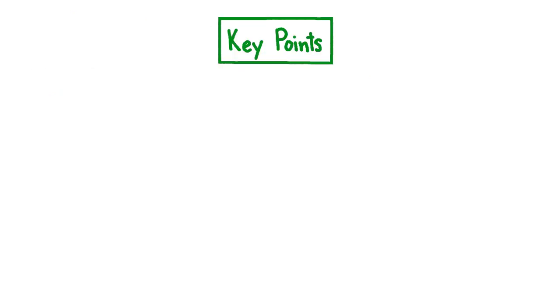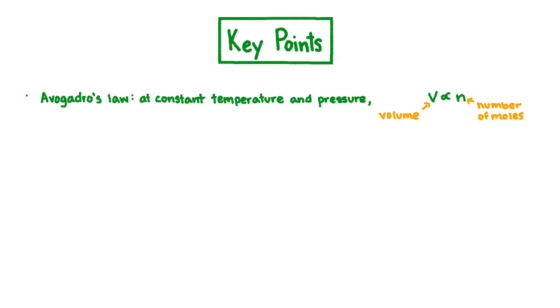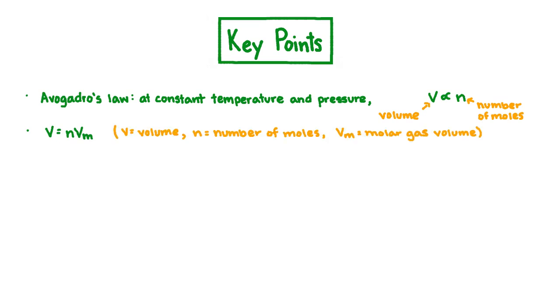Now let's summarize what we've learned with the key points. Avogadro's law states that at constant temperature and pressure, volume is directly proportional to the number of moles. This can be expressed by the equation V equals N times V subscript M, where V is the volume, N is the number of moles, and V subscript M is the molar gas volume.